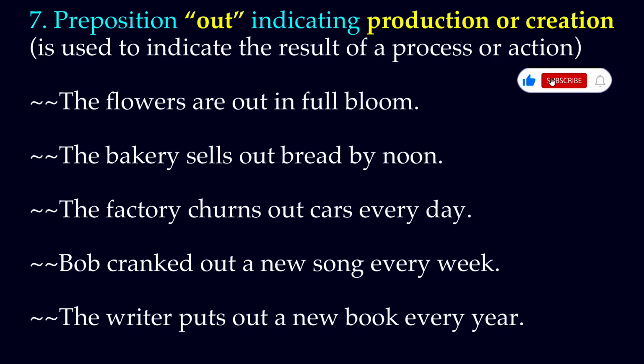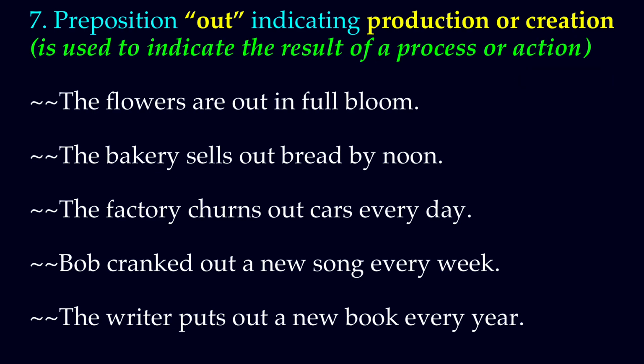7. Preposition out indicating production or creation is used to indicate the result of a process or action. The flowers are out in full bloom. The bakery sells out bread by noon.